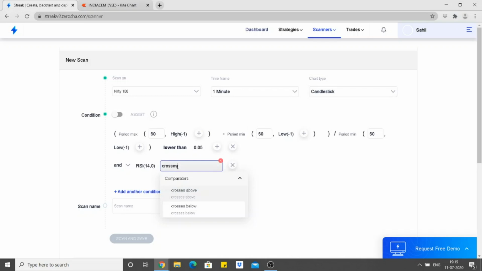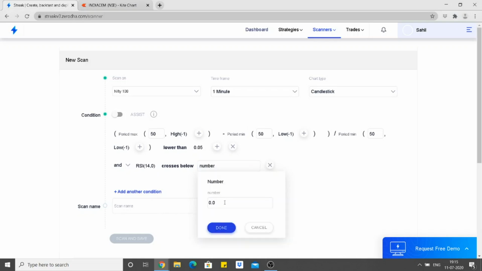The next condition being RSI crosses below number 70. So you can see how we've substituted the last three lines of code that we used in the previous scanner with just one simple line of RSI crosses below 70.